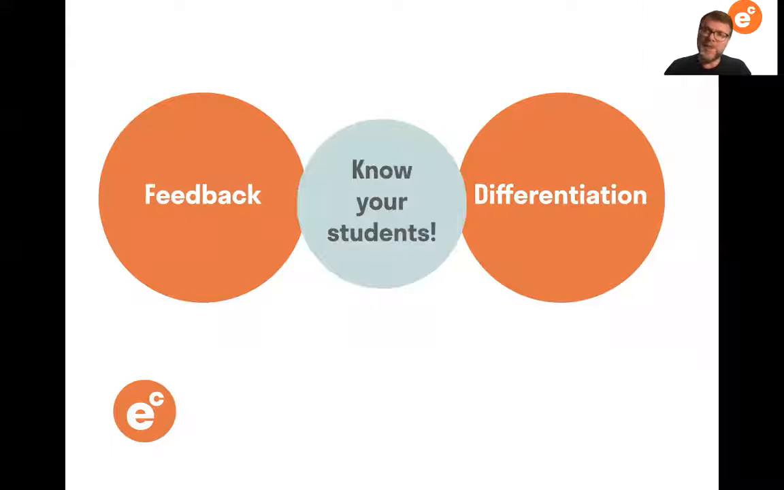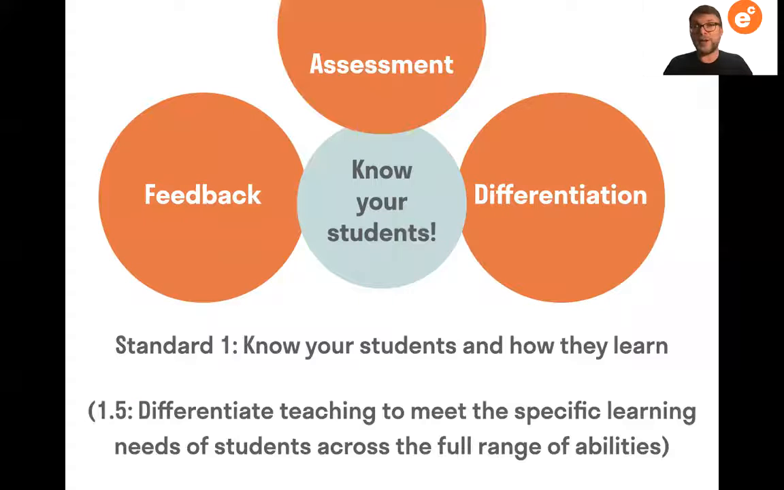But what it relies on, of course, is our knowledge of our students. And that's one of our key criteria as teachers. Our standard number 1 says know your students and how they learn. And 1.5 is differentiate teaching to meet the specific learning needs of students across the full range of abilities.